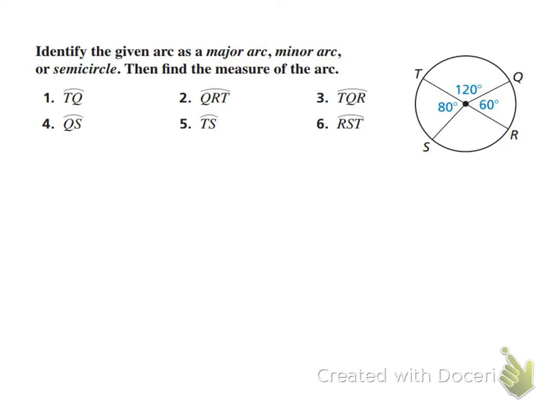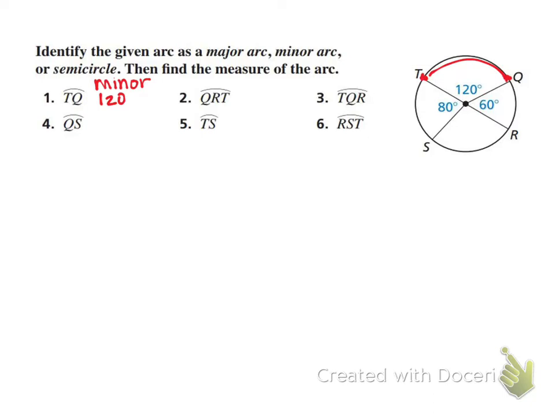So starting with TQ, that is 2 letters. So automatically, what do we know what it is? It's minor. So it needs to be less than 180. So I need to go the shortest route between T and Q. Am I going to go left around the circle or right around the circle? To the right. So how many degrees is TQ? 120.